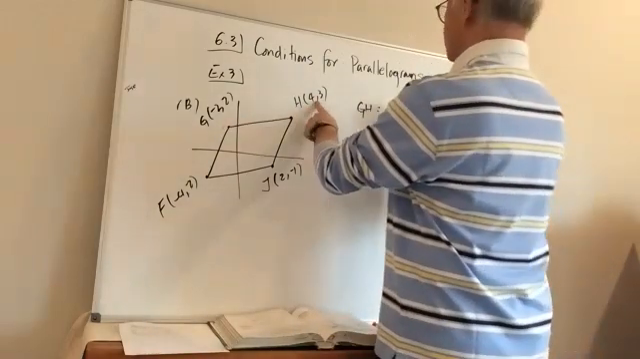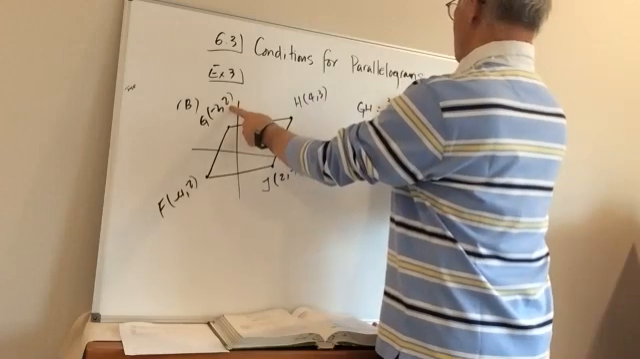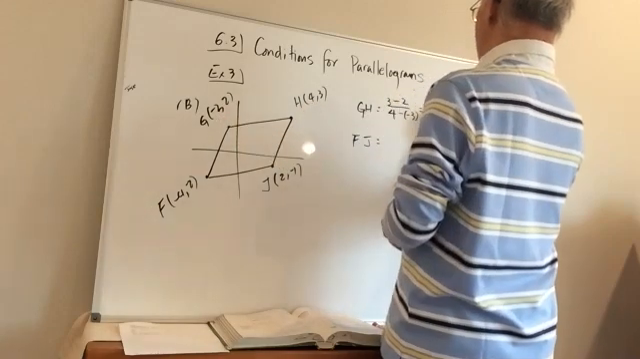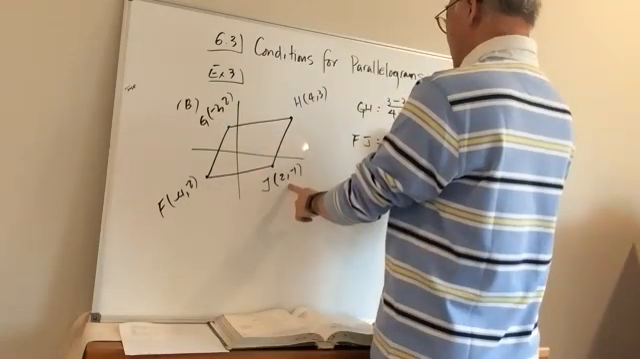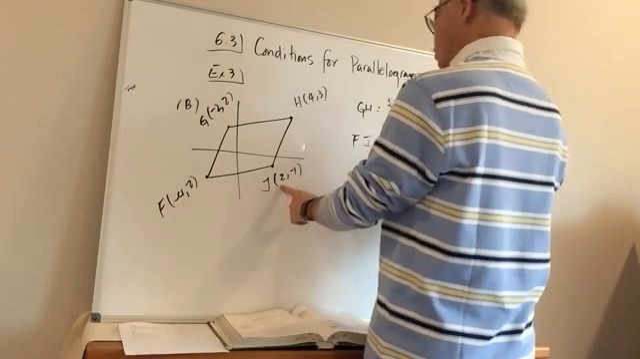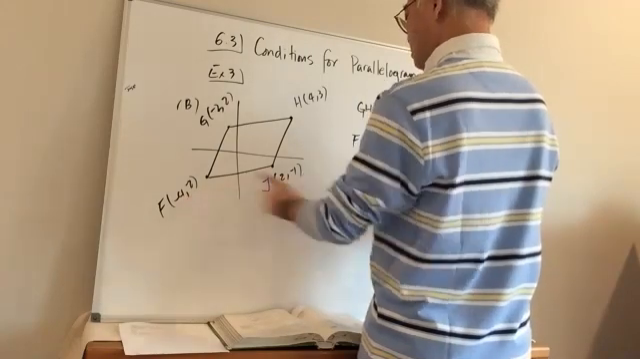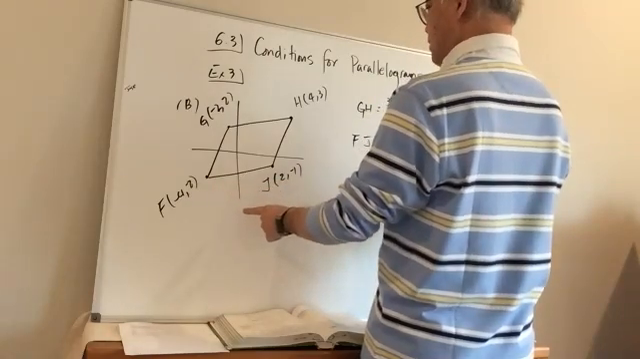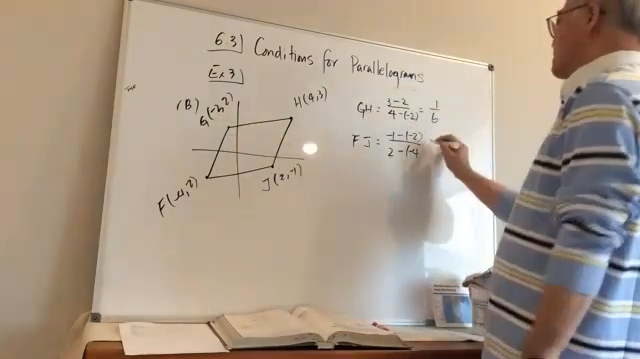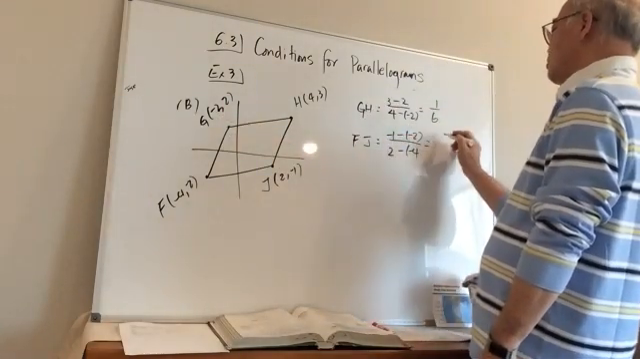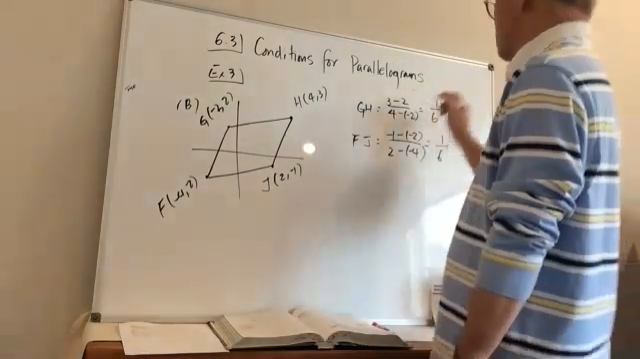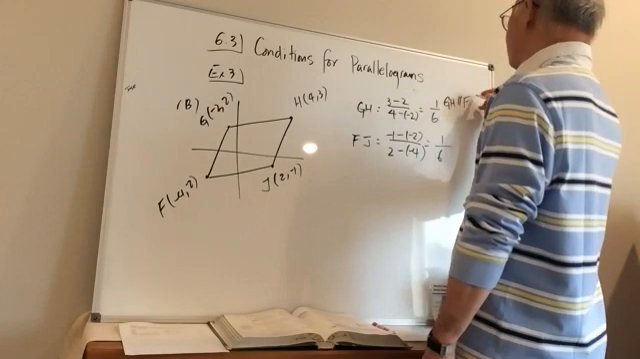GH, so Y2 minus Y1 over X2 minus X1, and I get 1/6. And over here, I'm going to get -1, Y2 minus Y1, and we're going to get 2 minus 4. Okay, what happened here? Oh, this was a 2. Make it 1/6. -1 plus 2 is 1, and over here we have 2 plus 4, which is 6. They're the same, 1/6. So indeed, GH and FJ are parallel.